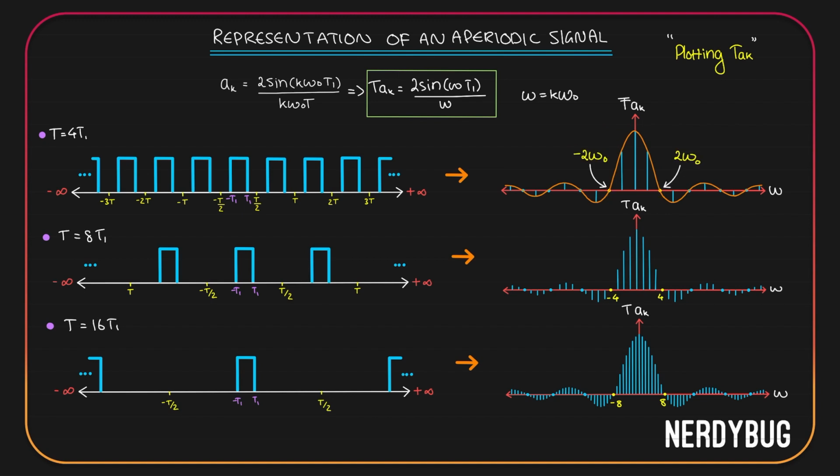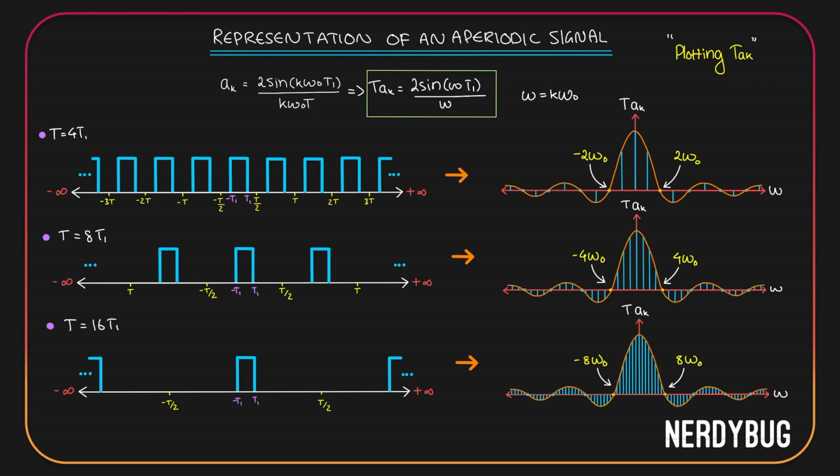Similarly, when t equals 8 t1, this point will correspond to minus 4 omega naught, and this point will be 4 omega naught. When t is 16 t1, this point will be minus 8 omega naught, and this point will be plus 8 omega naught. Let us change all of them and plot TAK.